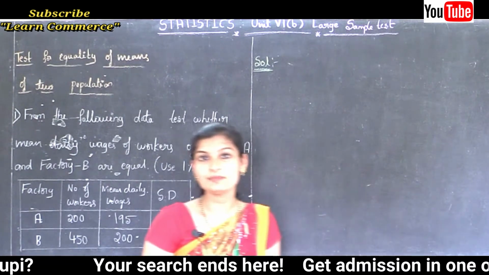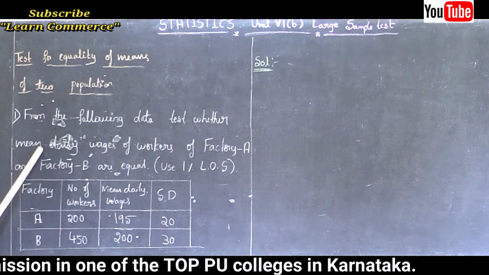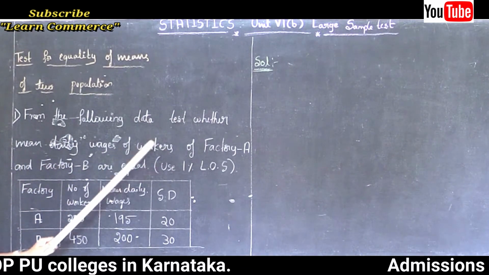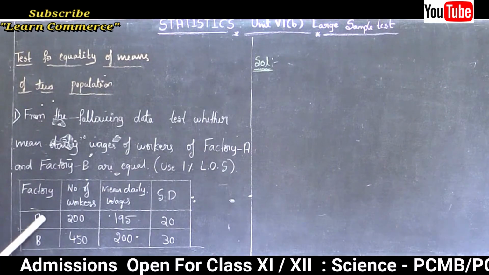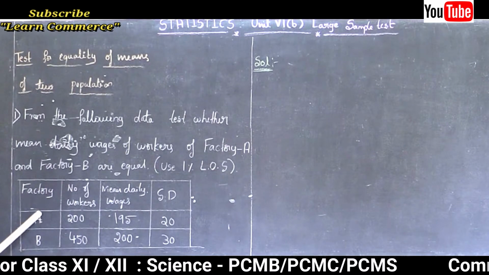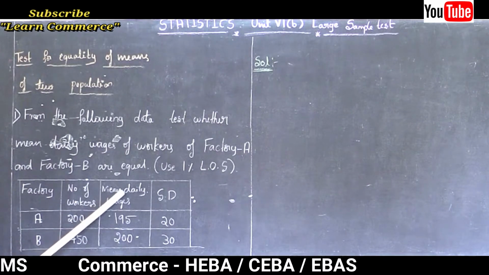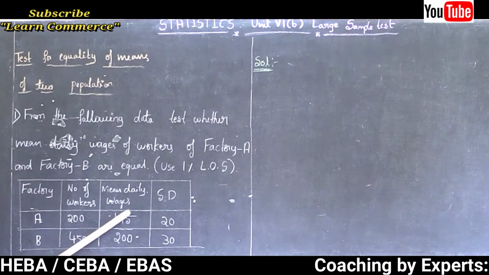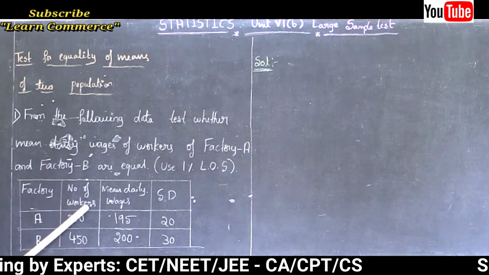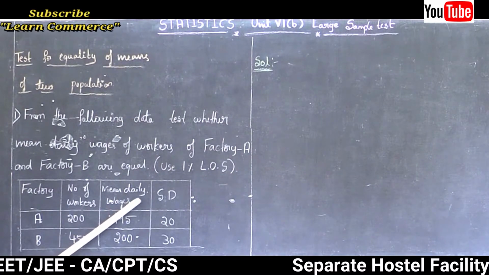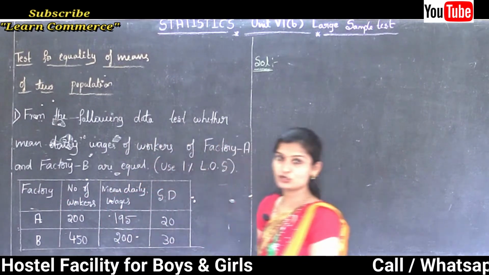In the first problem: from the following data, test whether mean daily wages of workers of factory A and factory B are equal. Given information: there are two sets of observations, one is factory A, another is factory B. Number of workers in factory A, mean daily wages and standard deviation in factory A are given. Under factory B, number of workers, mean daily wages and standard deviation are given. Now let's see the solution part.